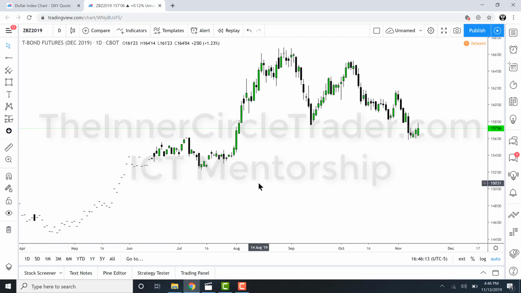Like for instance, I can't go in and make a trade on the September contract for the bond market because that contract is not actively traded anymore. It has expired. So if I were to trade the bond market right now, what month would I trade and what month chart would I follow? This one here, December, which is the Z symbol, okay?